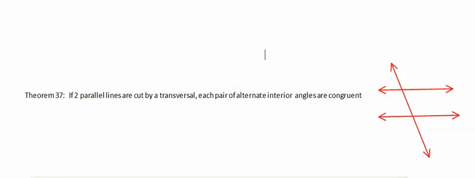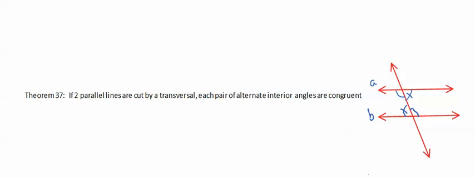The first of our many theorems that we're going to take a look at today is Theorem 37. If two parallel lines are cut by a transversal, each pair of alternate interior angles are congruent. So in this case, if we look at this diagram and we say that line A is parallel to line B, then this angle would be congruent to this angle, as this angle would be congruent to that angle.